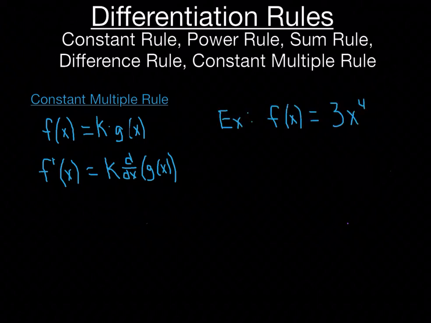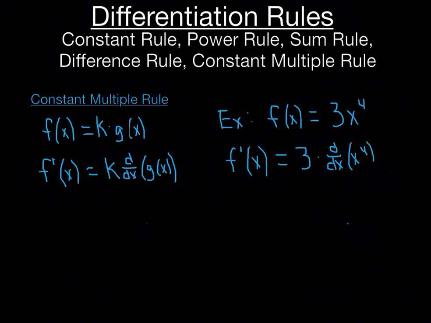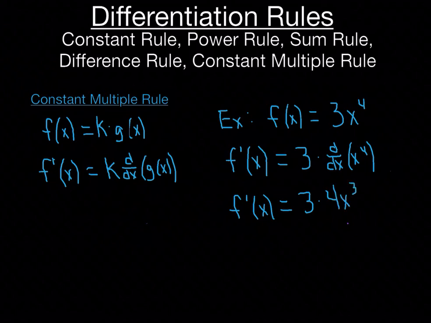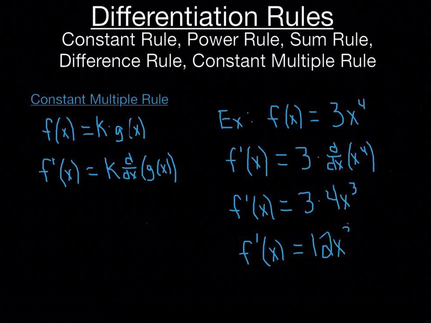So a little example over on the side: if f of x is equal to 3x to the 4th, then the derivative of this is going to be 3 times whatever the derivative is of x to the 4th. And that's just going back to the power rule. So the derivative of f of x is going to be equal to 3 times, and using your power rule, that is 4x to the 3rd power. Now you can multiply there, so the derivative of f of x is going to be equal to 12x to the 3rd power.